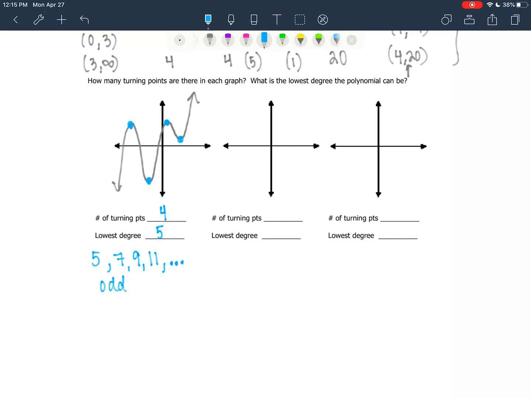The reason why it has to be an odd degree, remember what you learned about the end behavior. Odd degrees, the ends are doing different things on a polynomial function. One end is falling and one end is rising. That's what's happening here. Okay, let me try and draw another one.